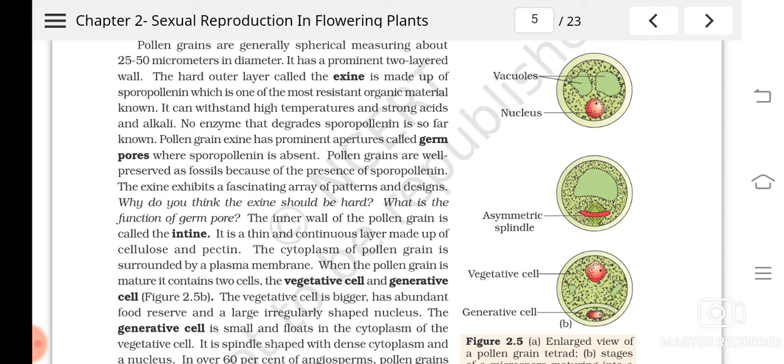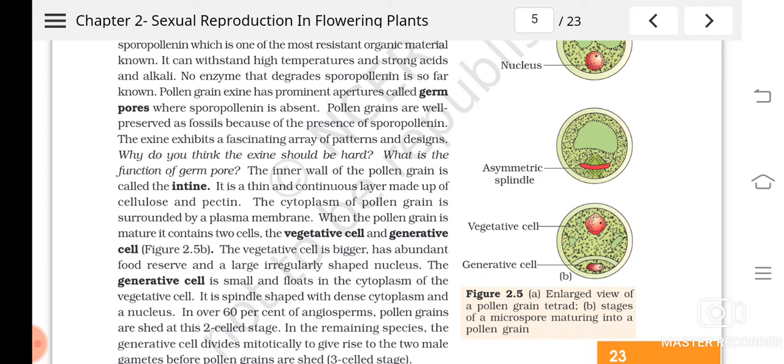It can be asked, how can you differentiate a vegetative cell and a generative cell of a pollen grain? The vegetative cell will be bigger and will have more food reserves, and its nucleus is irregularly shaped. On the other hand, the generative cell is small compared to the vegetative cell and floats in the cytoplasm of the vegetative cell.